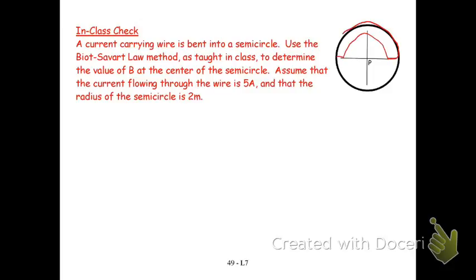Okay, it's bent into a semicircle. Use Biot-Savart's law as taught in class to determine the value of B at the center. So there we are. I want to know my B here. Assume the current flowing through it is 5 amps, and that the radius is 2 meters. So this radius is 2 meters.